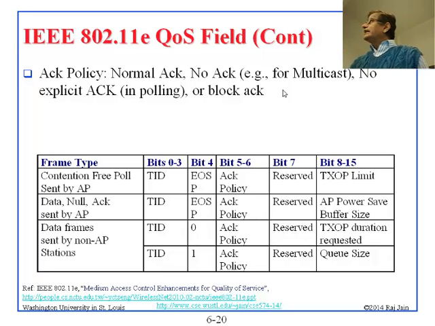Otherwise, it could be, for example, data coming from the access point, or a null coming from the access point, or the ACK coming from the access point. In these cases, it would be the power save buffer size, that I can save up to 100 frames. So you know that you don't go to sleep for a year. I won't be able to save it. So that is just the indication from the access point.